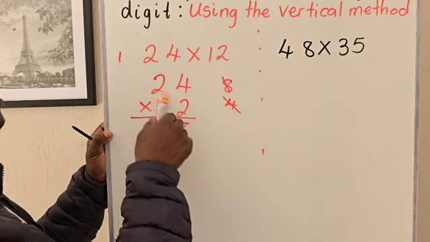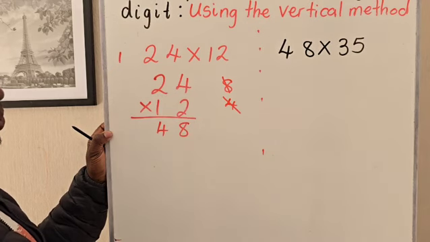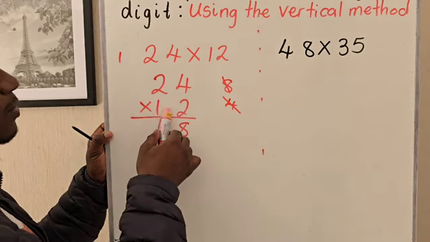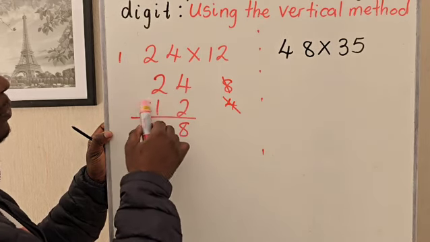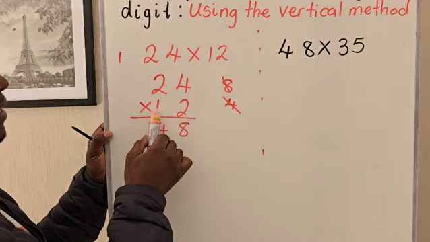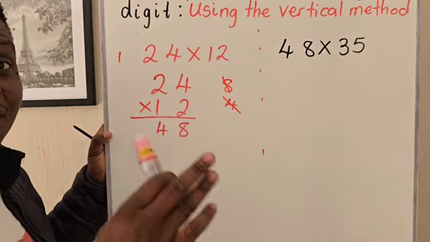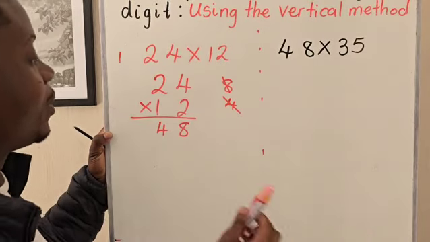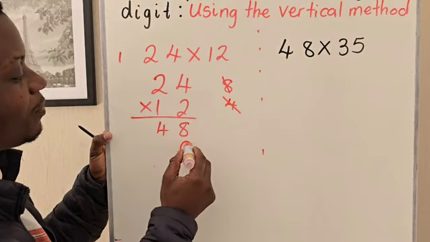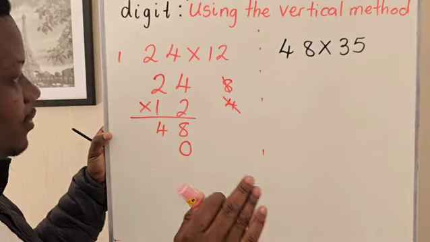Now does the 2 have any number to multiply? No. Then we start multiplying using the value of tens. This represents the tens. These are units, these are tens. So the tens always needs a 0. So you start by placing a 0 for the tens. Always place a 0 for the tens.